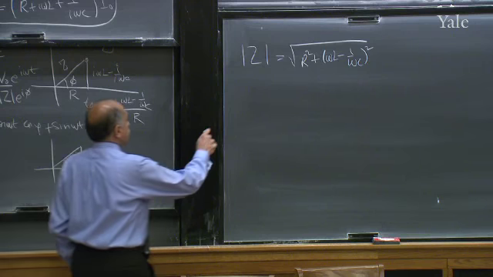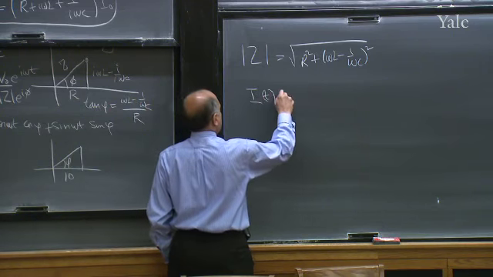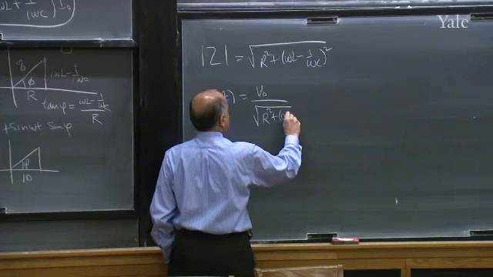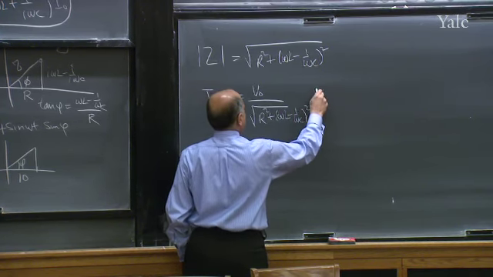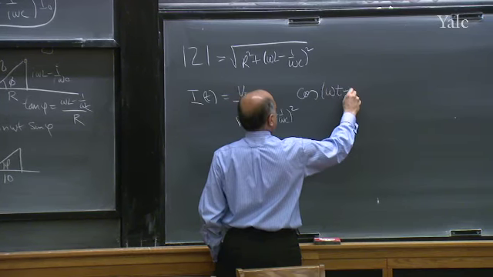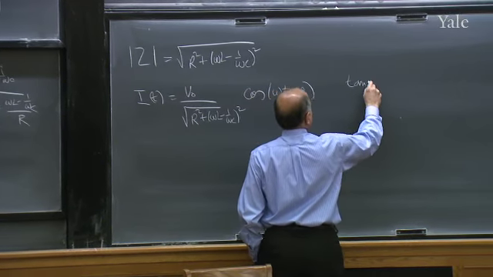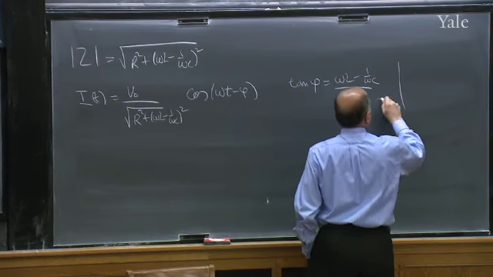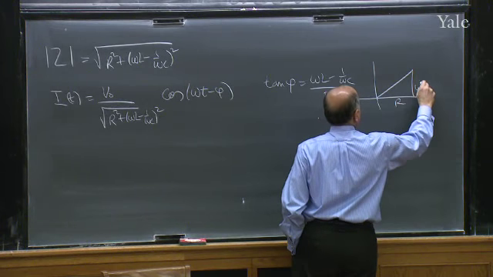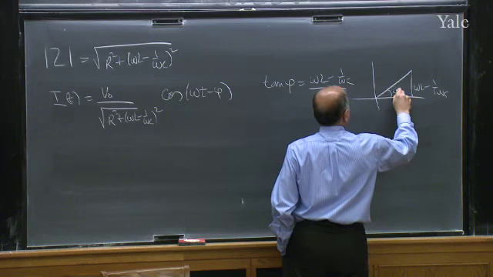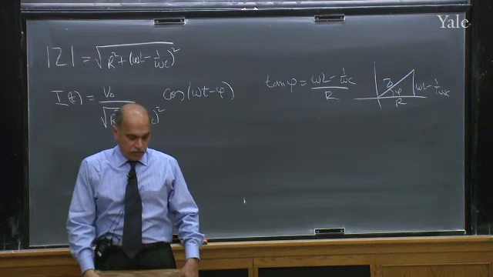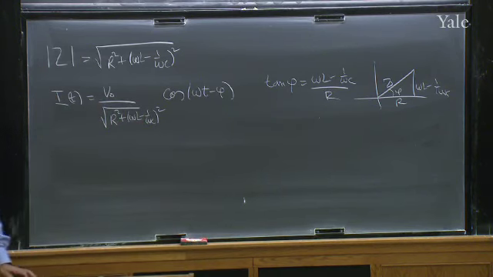So let's write in all its glory the current that we want. I of t is V0 over the square root of R squared plus omega L minus 1 over omega C squared, times cosine of omega t minus phi, where tan phi is equal to omega L minus 1 over omega C divided by R. So here is the picture. Here is R. Omega L minus 1 over omega C. This is phi. This is the complex number Z. So you can imagine now putting numbers and getting what you want.